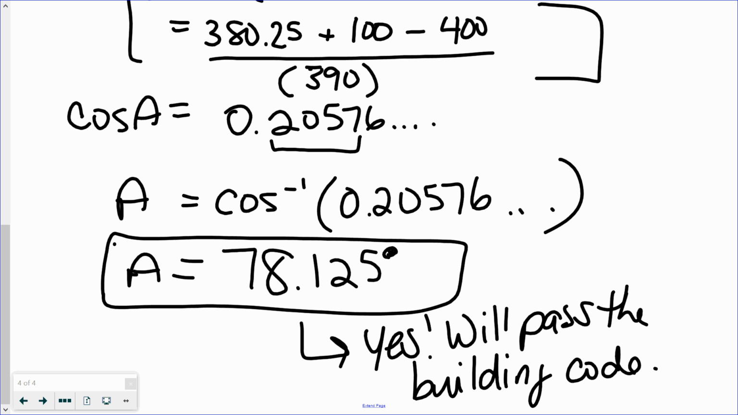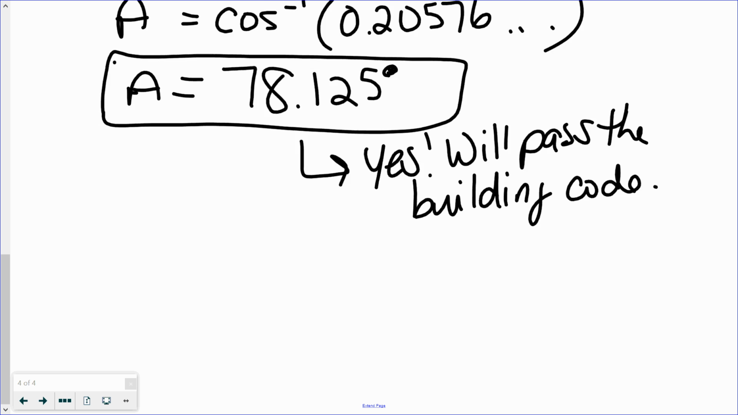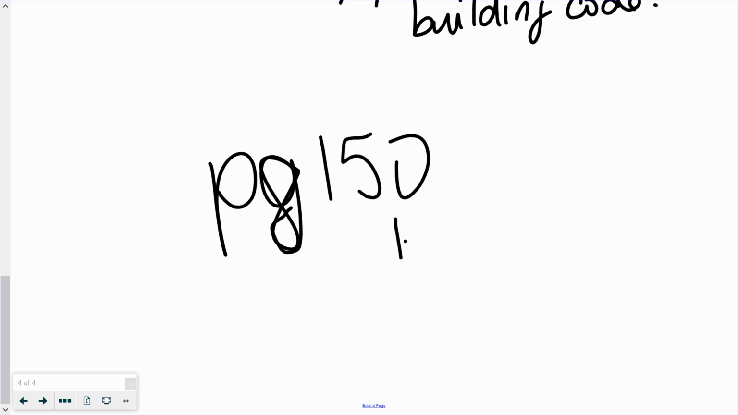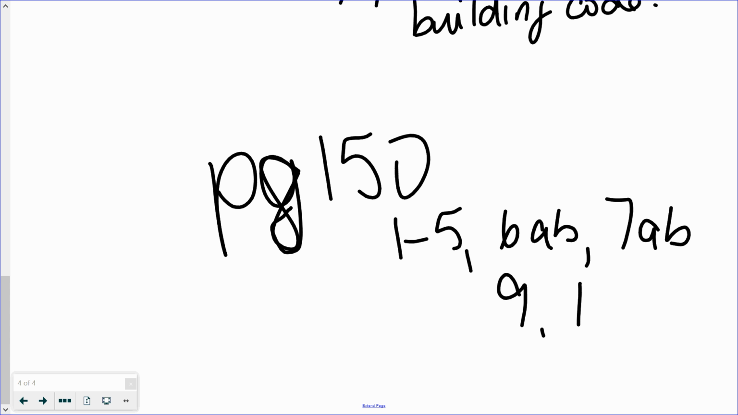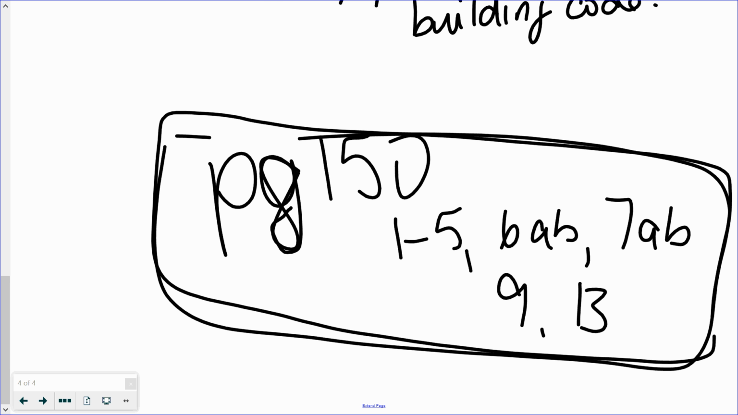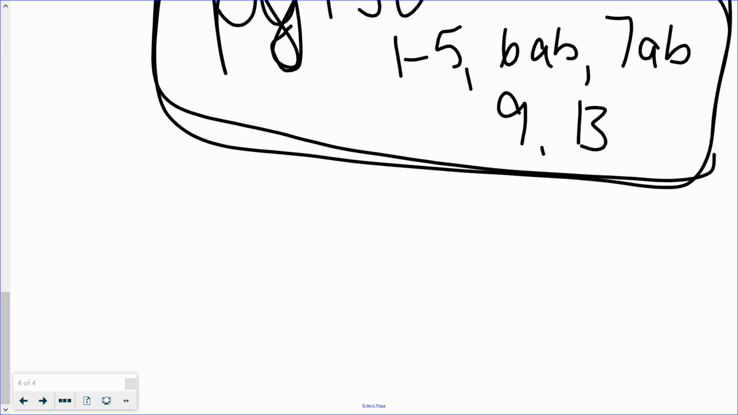So that's it for the questions, or the lesson for today. In the textbook, you're looking at page 150. Page 150, so 1 through 5, 6AB, 7AB, 9 and 13. Again, do these first. Practice those skills because usually there's answers for them in the back. And then after that, you have an assignment called Applying the Sine and Cosine Laws.